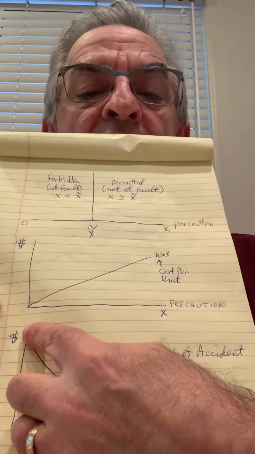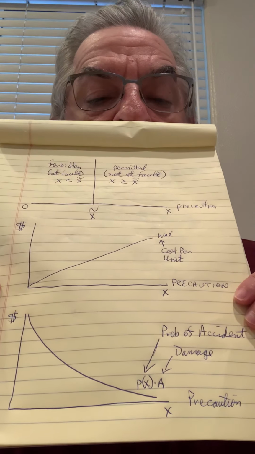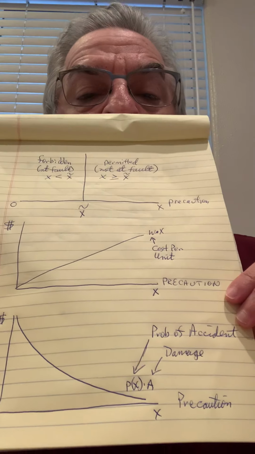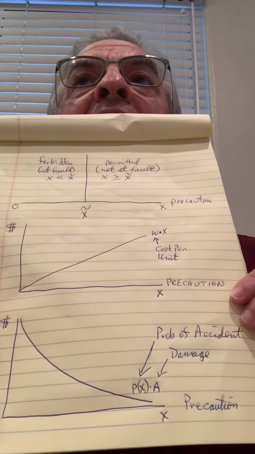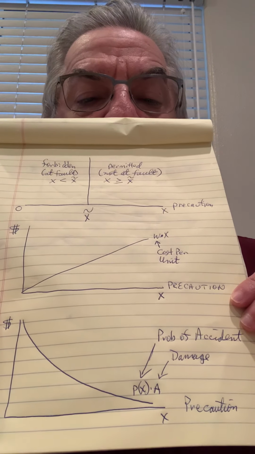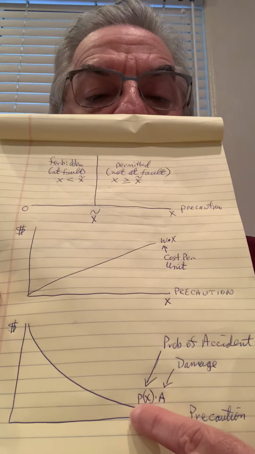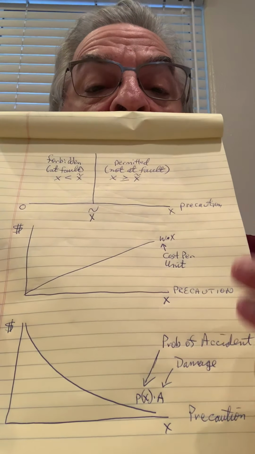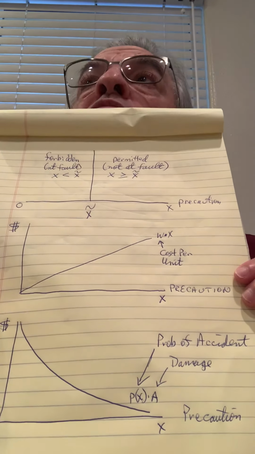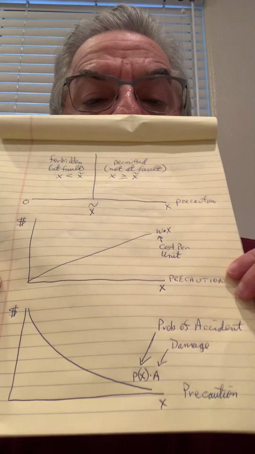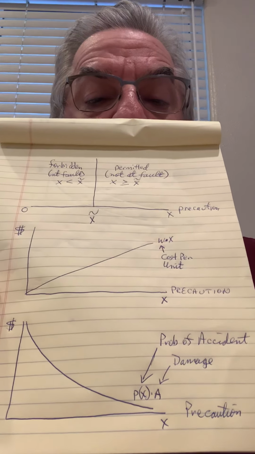And you can see that it gets flatter, it asymptotically approaches the horizontal axis, but it's never going to get there because you can't guarantee, no matter how much precaution you take, that you're not going to get into any sort of accident. So A is a constant, but P of X is a declining function of the amount of precaution that you take. So the bigger X is, the smaller P of X is going to be, okay?